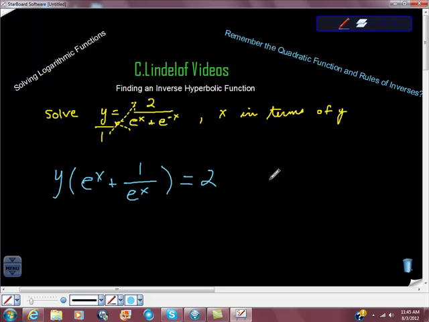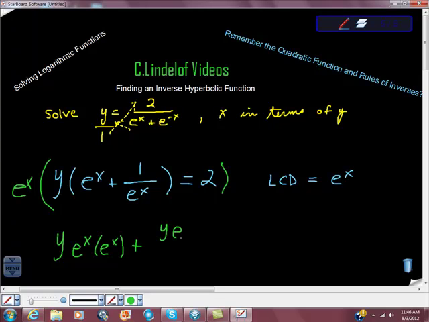All right? So now I'm going to multiply by the least common denominator. This has a denominator of 1, a denominator of 1, a denominator of e to the x, and here a denominator of 1. So the least common denominator is e to the x. So I'm going to multiply the whole thing by e to the power of x, which will give us y e to the x times e to the x plus y e to the x over e to the x is equal to 2 e to the x.